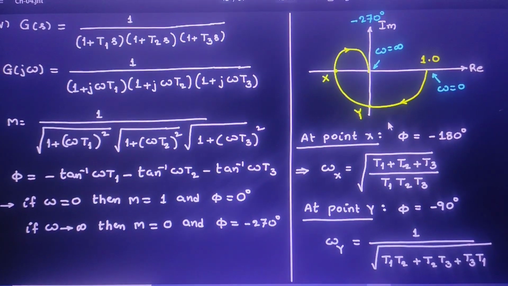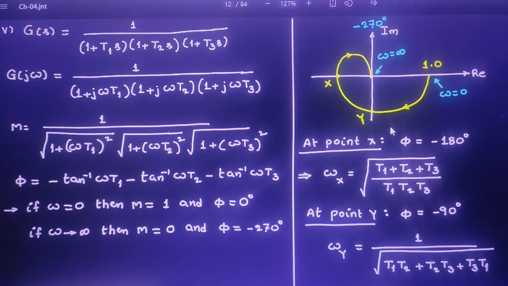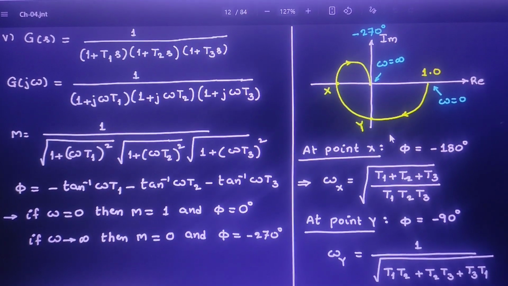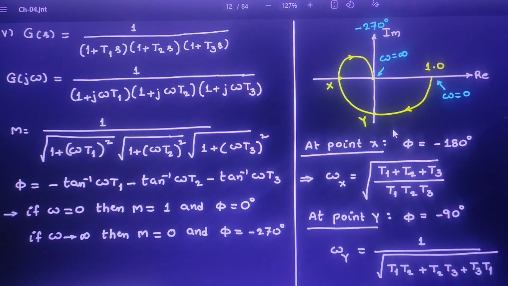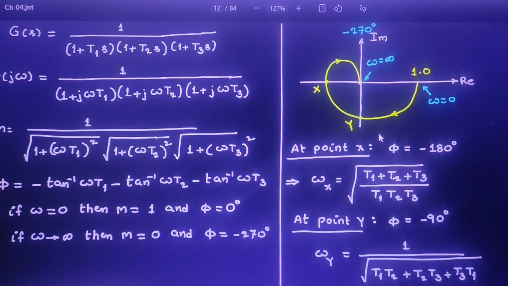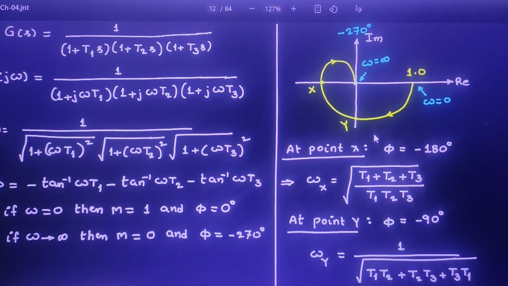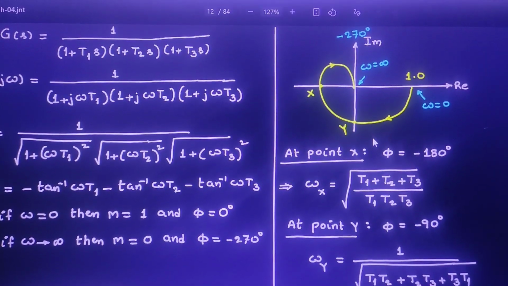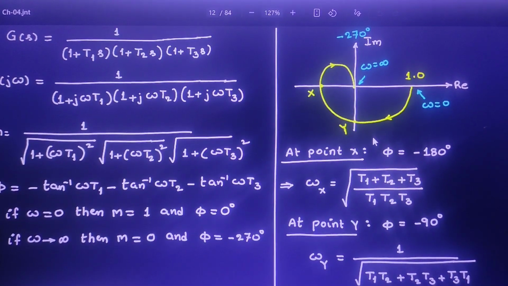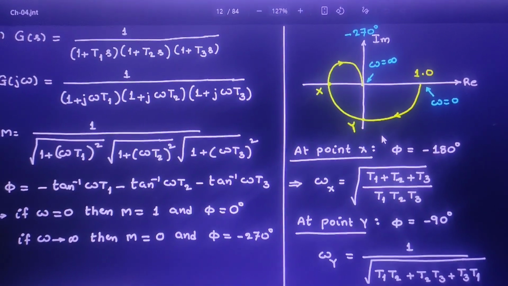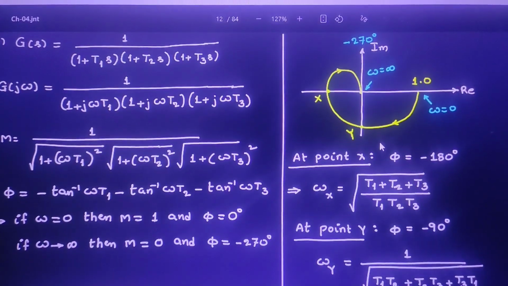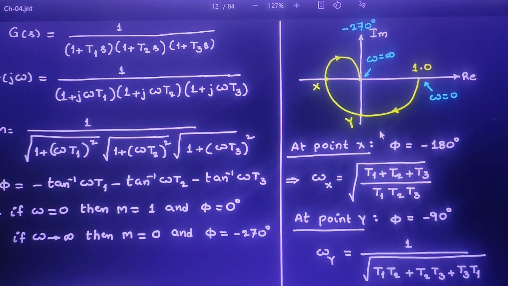Here G of s is given as 1 by 1 plus sT1 into 1 by 1 plus sT2 into 1 by 1 plus sT3. This is a type 0 order 3 system. So type 0 order 3 can be represented as shown in the graph, with head in the second quadrant and tail in the fourth quadrant. So it represents type 0 order 3.